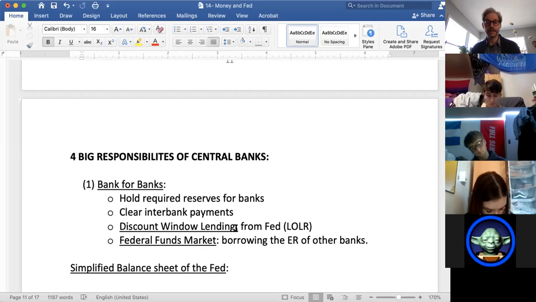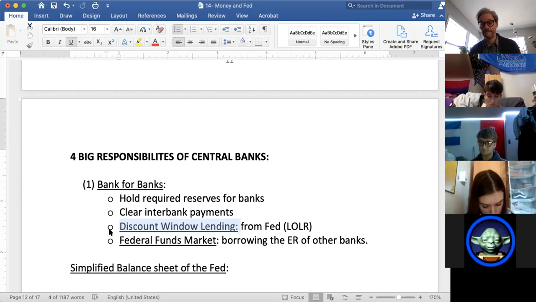The Fed also runs what's called the discount lending window. And what's that? This is when banks can borrow money from the Fed. If banks need a loan, one of the places that they can go is the Fed. And so when I have LOLR there, what I'm talking about is the lender of last resort, right? The Fed is a lender of last resort. So if banks can't get money from anybody else, they can always get money from the Fed. However, let's be clear. The Fed is a lender of last resort. The Fed is not a lender of first resort.